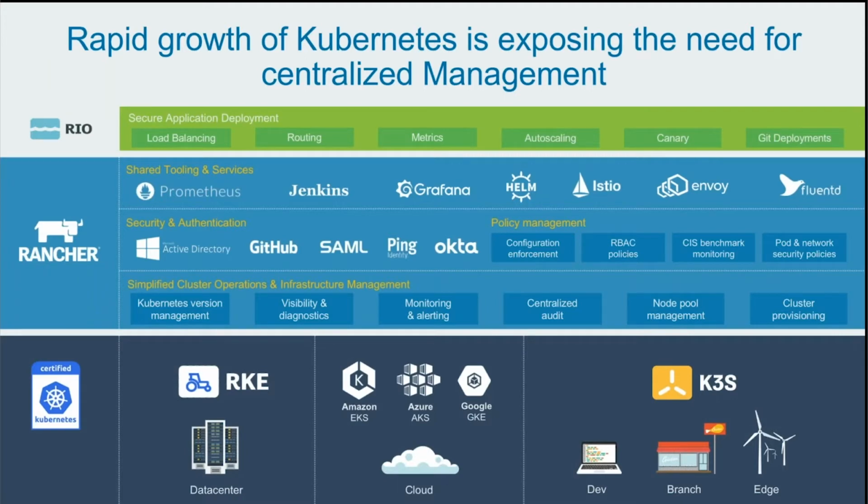For certified Kubernetes distributions, we have two. One of them is RKE, the Rancher Kubernetes Engine. This takes all of Kubernetes and bundles it into Docker containers in a true microservices form. This reduces the host dependencies for Kubernetes.